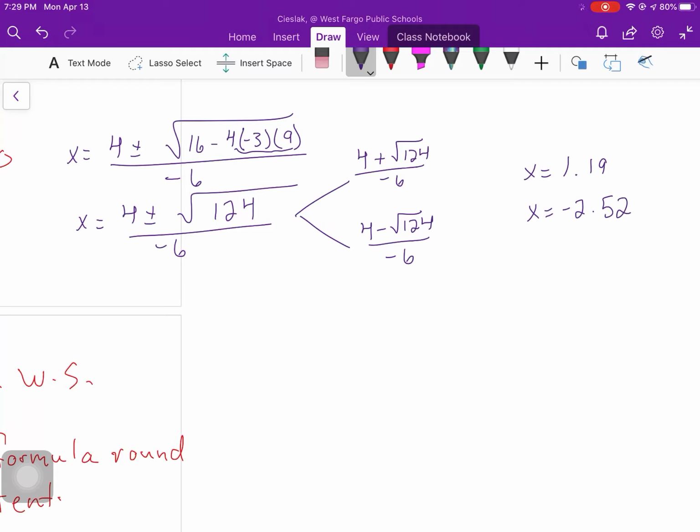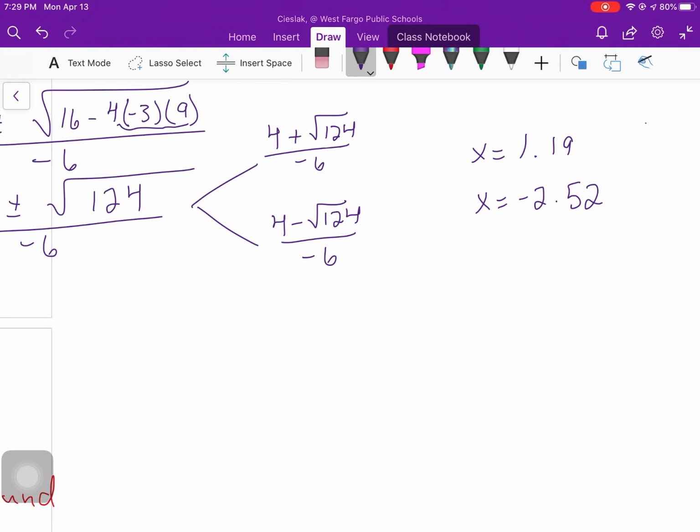Okay, the key thing is make sure that you guys are able to type this into a calculator, because on the test you are asked to round to the nearest either tenth or whole unit. So you've got to make sure you can type those in.